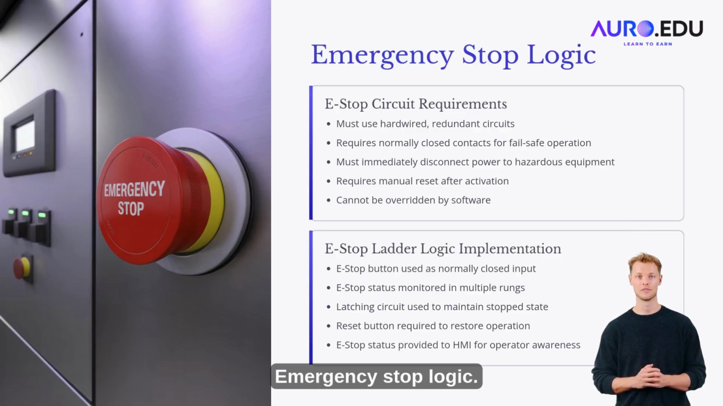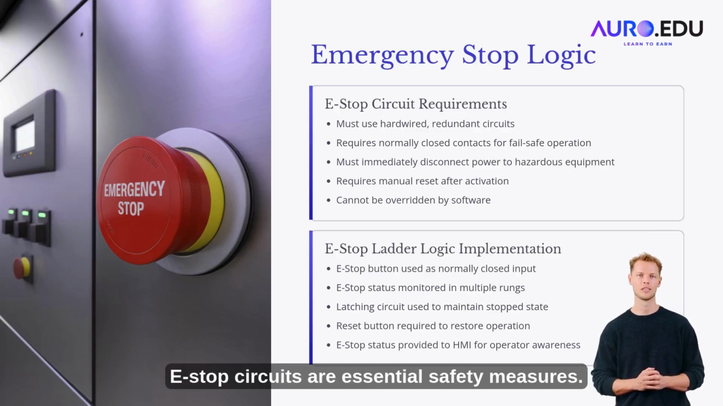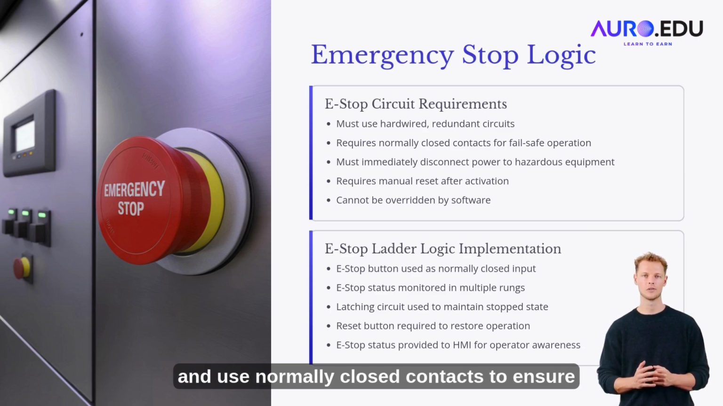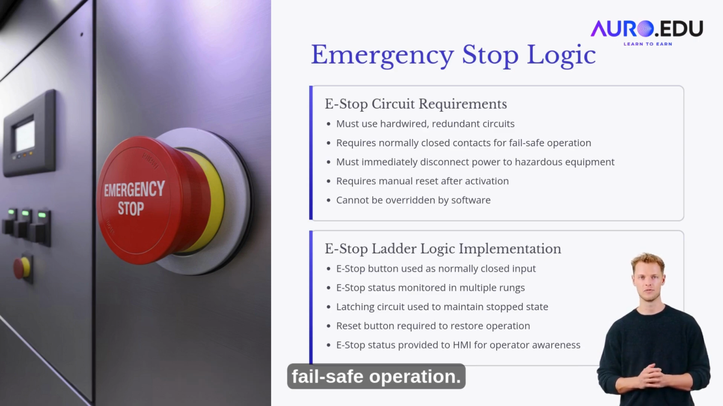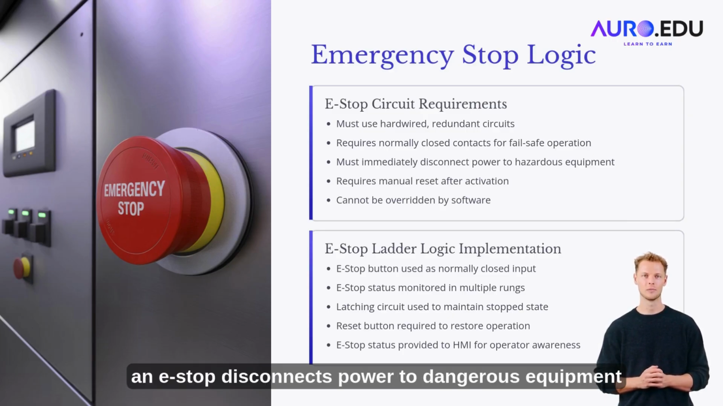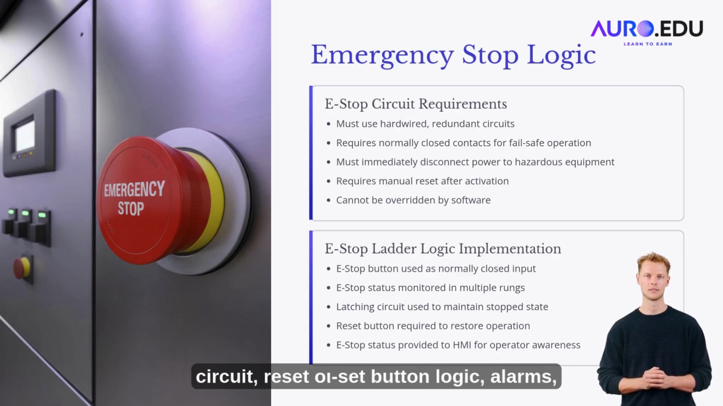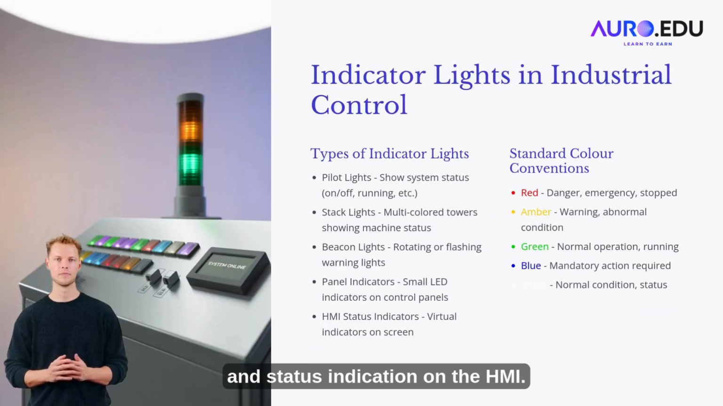Emergency stop logic. E-stop circuits are essential safety measures. They must be hardwired, redundant, and use normally closed contacts to ensure fail-safe operation. Once activated, an e-stop disconnects power to dangerous equipment immediately and requires a manual reset. Ladder logic for e-stops includes a latching circuit, reset button logic, alarms, and status indication on the HMI.